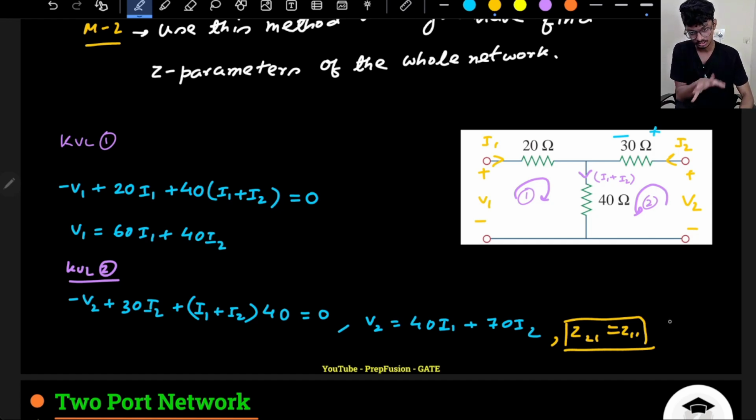So that will come when the reciprocal network comes. I will discuss that. For now, I'm ignoring that fact. For now, just understand that the condition for a network to be reciprocal is to satisfy this equation, that Z21 will be equal to Z12. So this is the condition for a reciprocal network. Reciprocal means the network which obeys the reciprocity theorem.